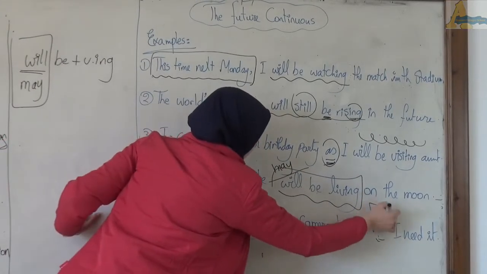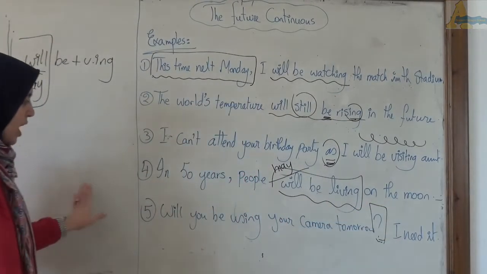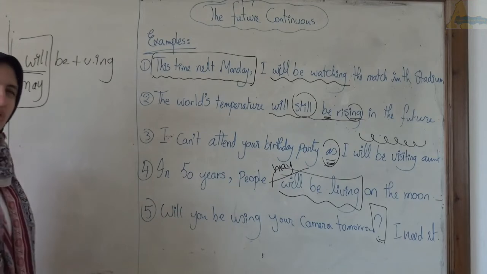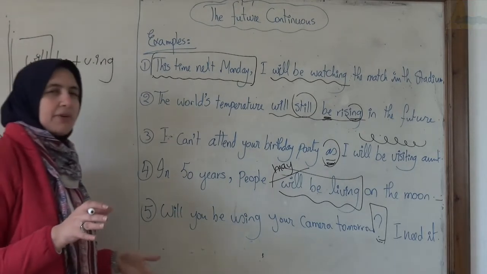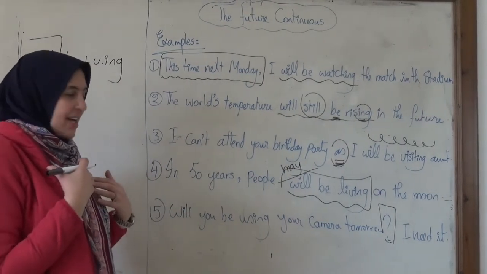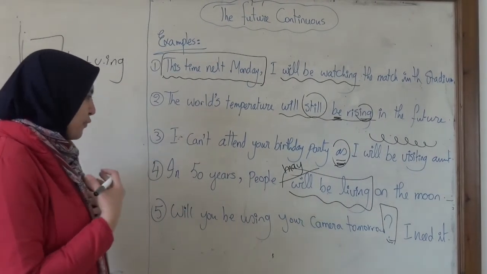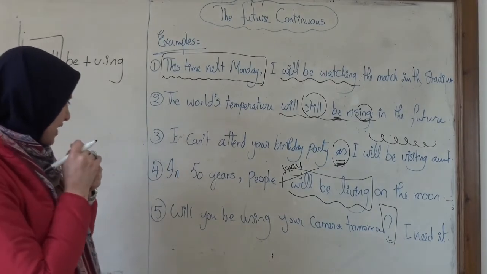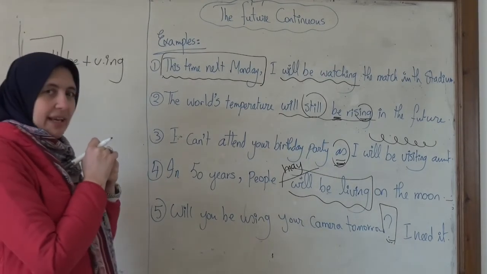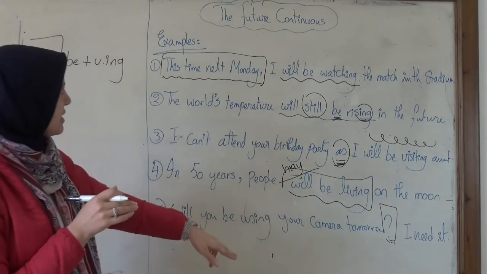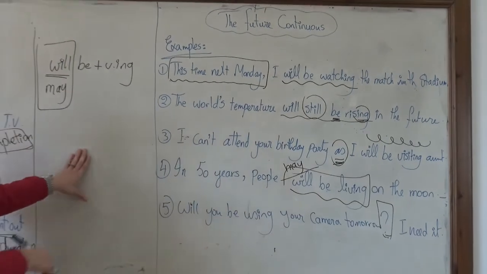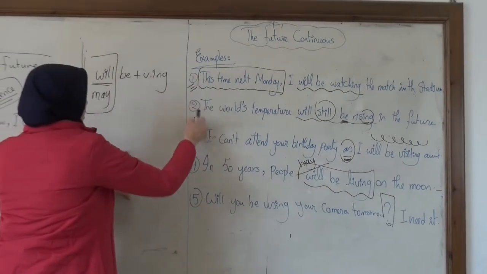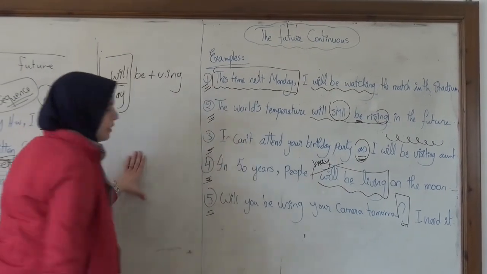The last usage for the future continuous is a polite request for something. Will you be using your camera tomorrow? What do you mean, will you be using your camera tomorrow? It means that I need it, and I want to ask for it from you, but in a polite way. So I say, will you be using it tomorrow? So this is the last usage of the future continuous. Only 5 usages have to be memorized well. Thank you.